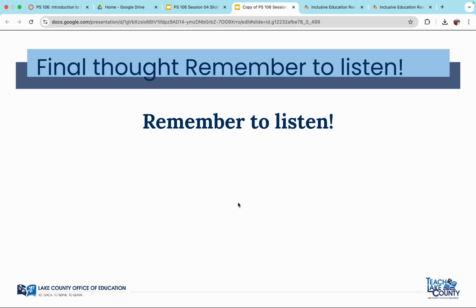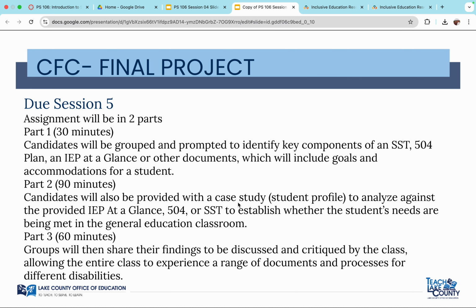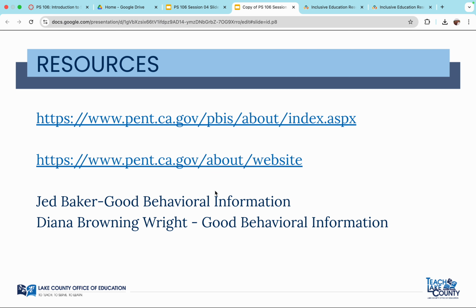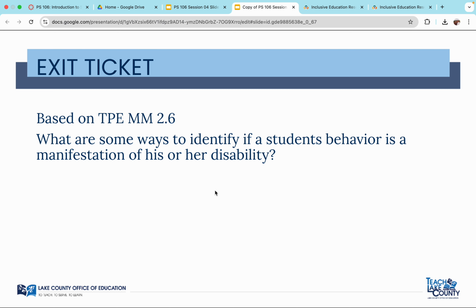And going back here. Remember to listen. Final project, due session 5. It's not even due. We're going to be talking about it in class. Your resources. I doubt we're even going to get to an exit ticket. There's just so much there.